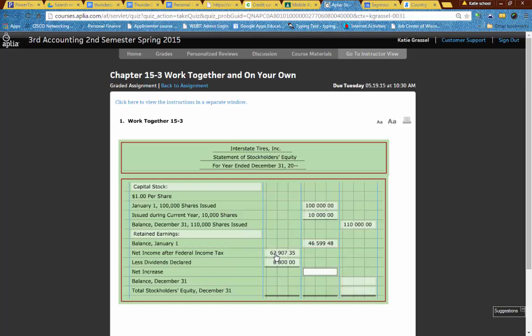We have a net income of $62,000. So that's the profit our business had. They're taking $8,000 of that $62,000 and giving it back. So we're going to have a net increase. Okay, does that make sense? Because this is greater than that.